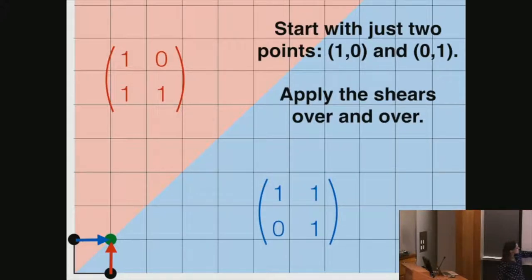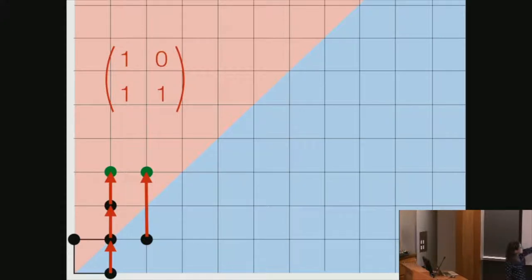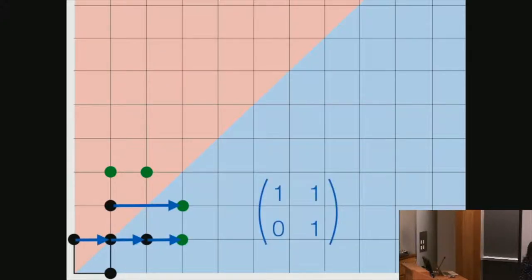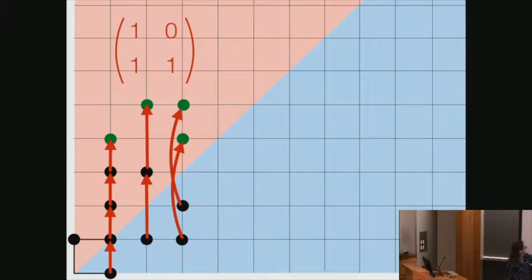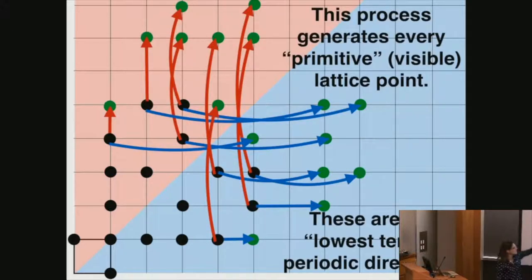Let's try it again. Let's apply these matrices to all three points. Well, we get these two new points. And now if we apply just the red matrix to all the points we have already, we get these two new points. And if we apply the blue shear to these five points we already have, we get these two new points. And so on. If we apply the red ones to all these points we already have, we get those four new ones. And then if we apply the blue to all these ones, we get those four new ones. And so on. And then we keep going. And you might notice that each time we got 1, then we got 2, then we got 4, then we got 8, and now we're getting 16. So we're getting all these things.